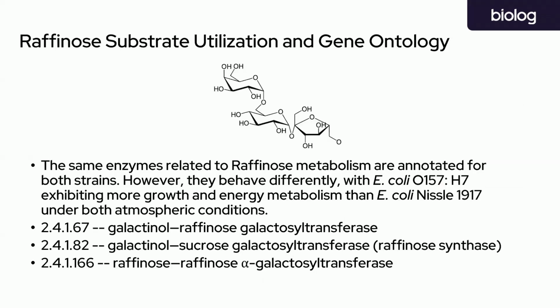A search on BioCyc reveals both strains share the same annotations, suggesting they should behave similarly. However, E. coli O157:H7 has higher levels of growth and energy metabolism than E. coli Nissle 1917, discoverable only via phenotyping.